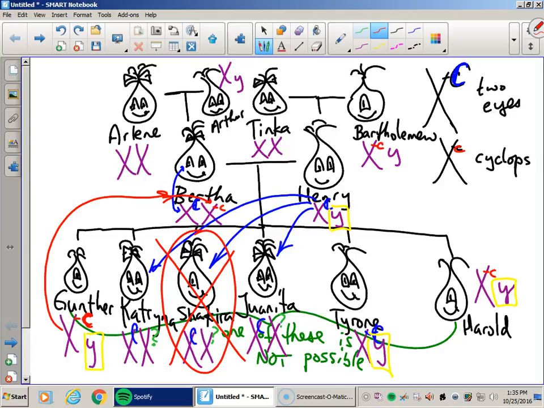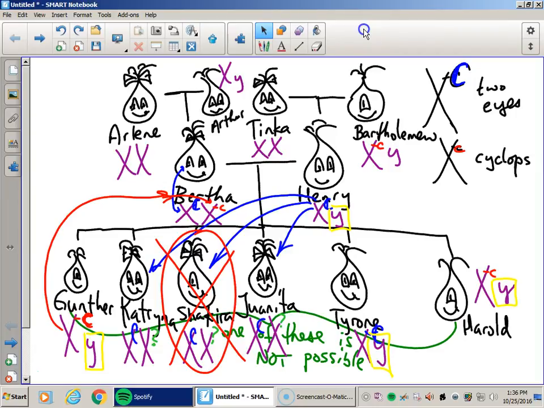So if this child appeared, then some explaining needs to be done, right? I'm not kidding, this happens. Okay? You're all going home going, huh? All right.